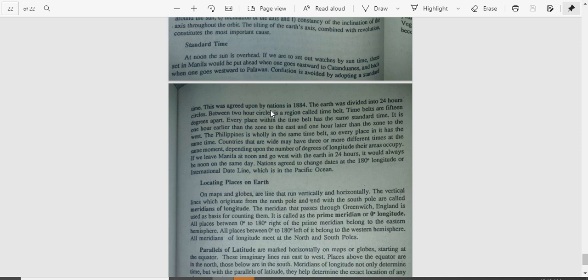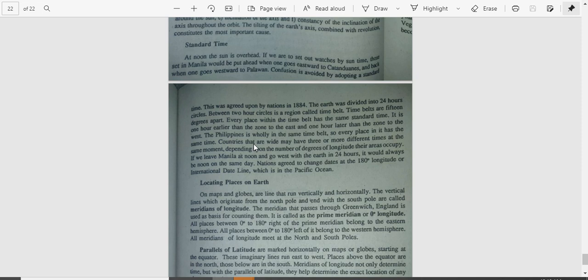The Earth was divided into 24 hour circles. Between 2 hour circles is a region called your time belt. The time belts are 15 degrees apart. Every place within the time belt has the same standard time. It is 1 hour earlier than the zone to the east and 1 hour later than the zone to the west. The Philippines is fully in the same time belt, so every place in it has the same time.